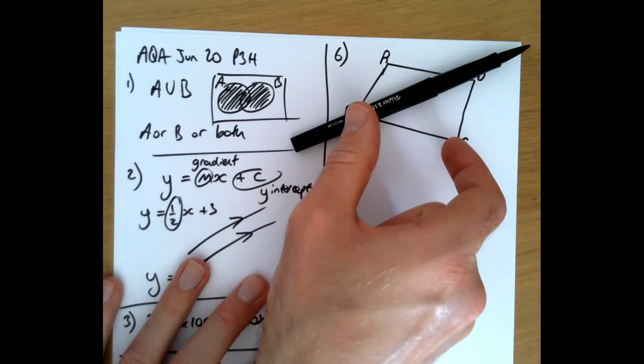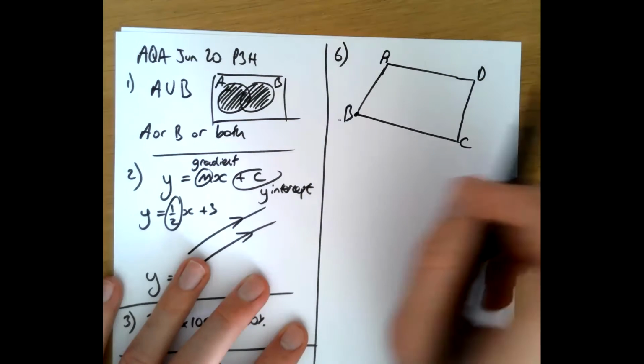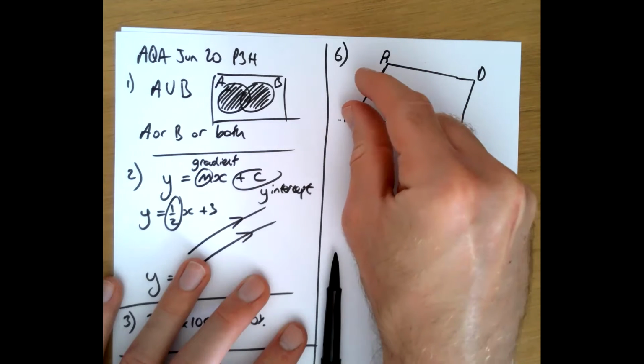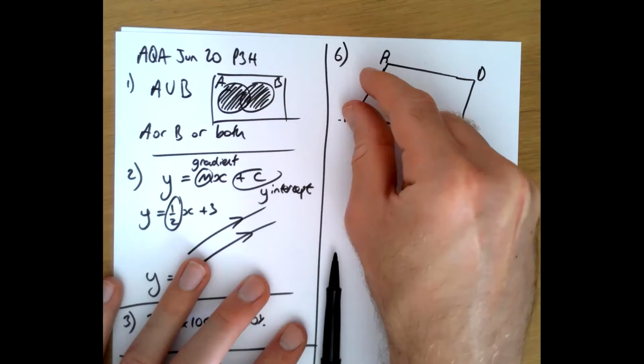So the way that you do that is you get your compass. Imagine my fingers are the compass. You put your point on B, and you're going to keep the width the same, and you're just going to rotate it around like so.